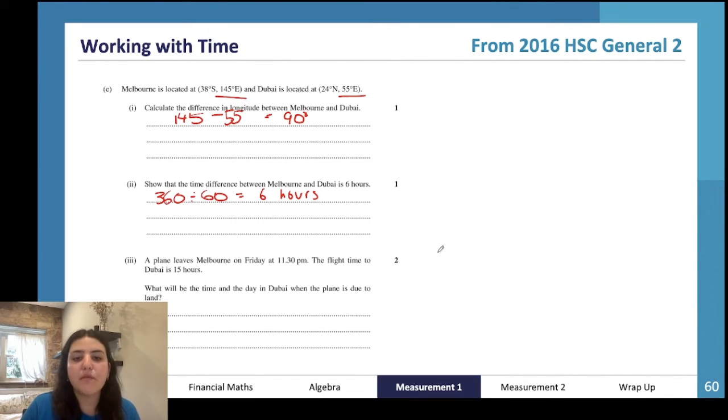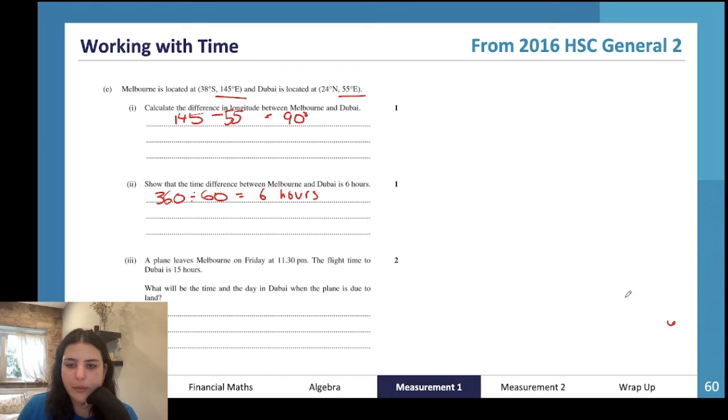So it leaves Melbourne on Friday at 11:30 and it lands 15 hours later. The way I like to imagine it is that there is a friend waiting in Melbourne who will call me when I land in Dubai. Now I want to figure out what time it is for them in Melbourne when I land in Dubai.